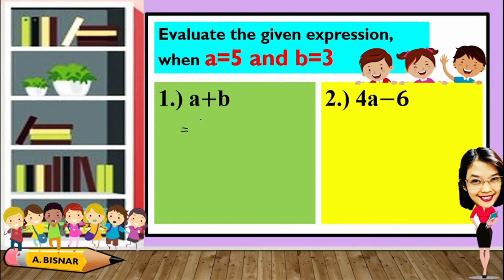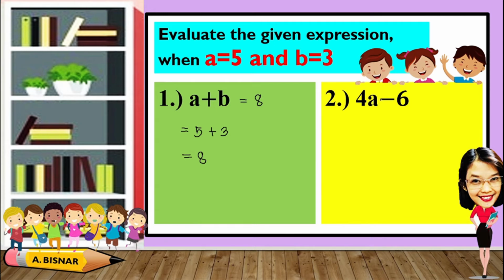So, let us substitute the value of A, which is 5. Then, let's copy the given operation. Then, let's copy the value of B, which is 3. And from here, 5 plus 3 is equal to 8. Therefore, A plus B is equal to 8.